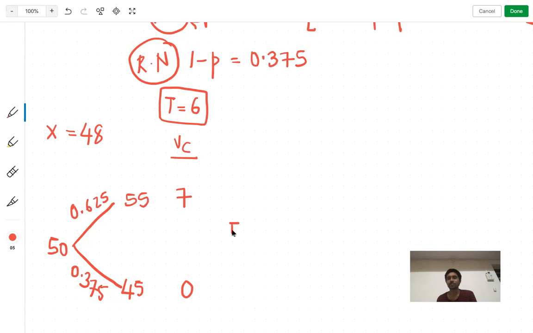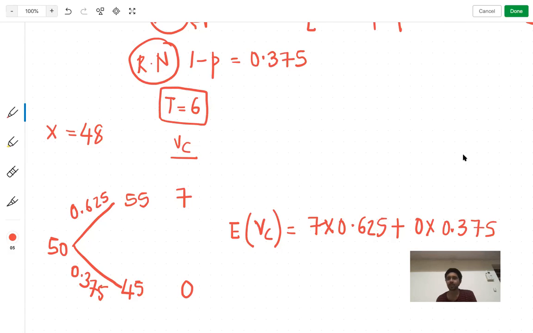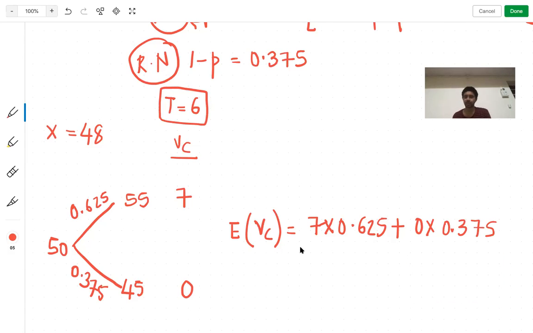Okay, the expected value of a call option is equal to 7 into 0.625 plus it is 0 into 0.375. Obviously, the latter term is going to be 0 because 0 multiplied by anything is 0, right? Okay.